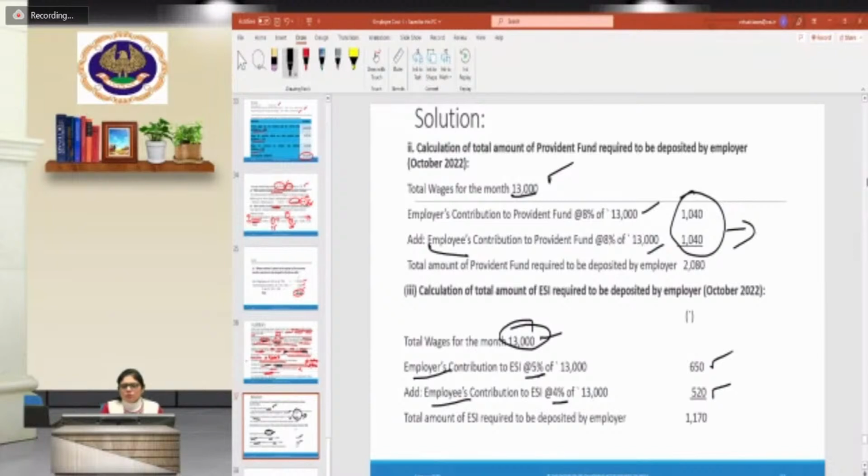So this is the total ESI contribution required to be deposited. This is the total provident fund contribution. So 8% on 13,000, 8% on 13,000, because provident fund contribution is equal for employer and employee. It's given in the question, it's equal. All right. So 2080 will be deposited. ESI 1170 will be deposited. So I hope you have understood this.